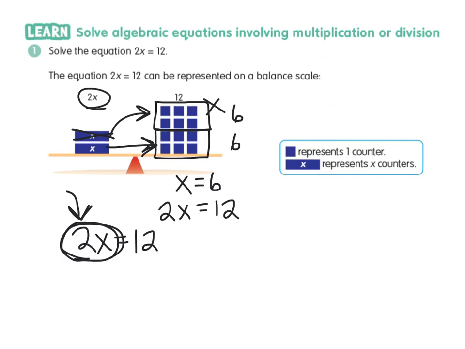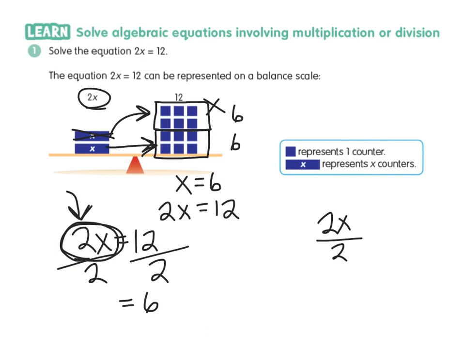So what I need to do here is I need to do the opposite of multiplication in order to get rid of the 2. The opposite of multiplication would be division. So algebraically, I'm going to divide both sides of the equation by 2. When I do that, on the right side I get 6 because 12 divided by 2 equals 6. And what happens on the left side? What is 2x over 2 equal to?